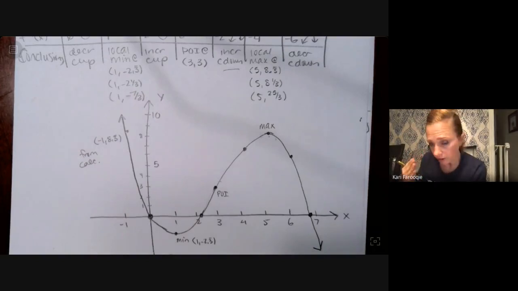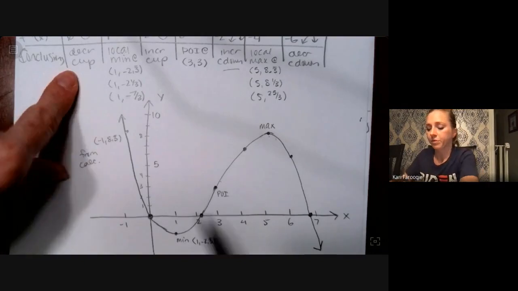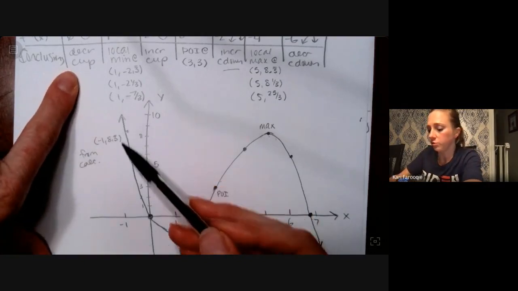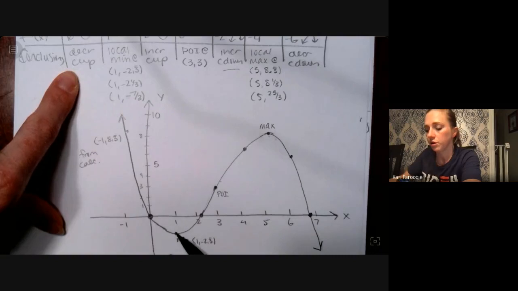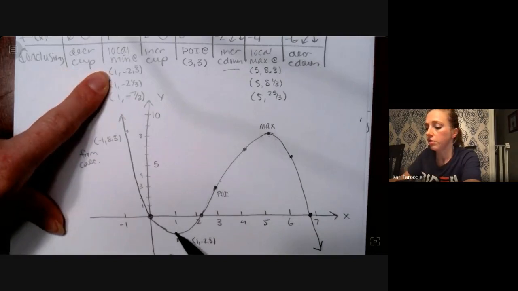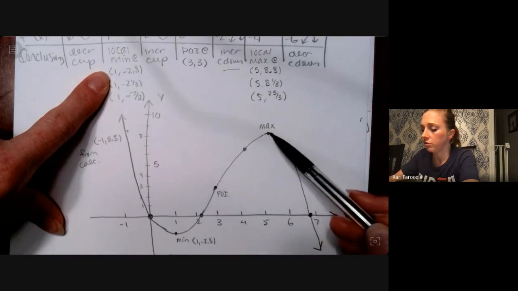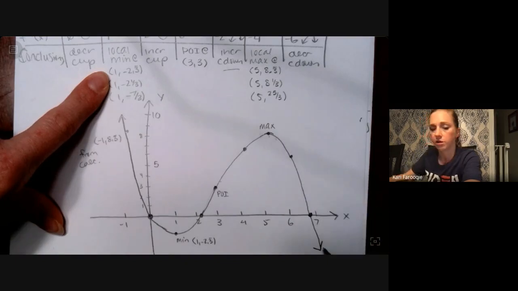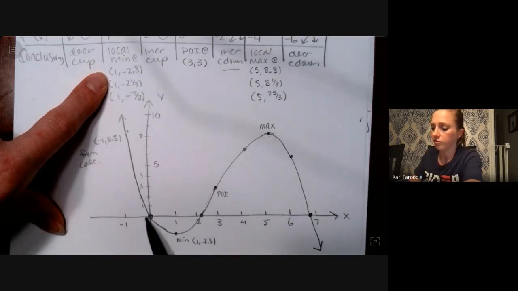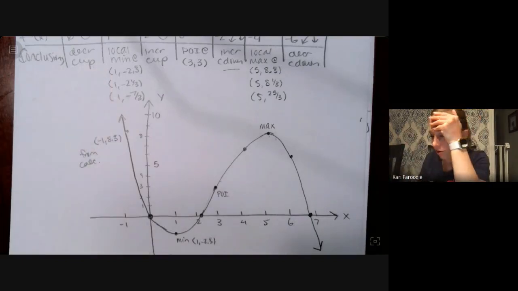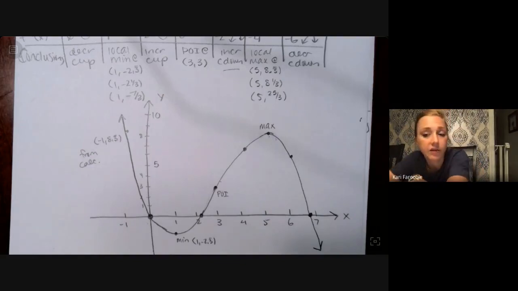All right, now just verify and make sure that your graph's doing what it's supposed to be doing. From negative infinity all the way up to 1, you are decreasing concave up. You hit a local min here at 1, -2.3. Then you are increasing concave up until you get to 3. At that point, you're increasing concave down from 3 to 5. Hit the local max at 5, and then you're decreasing concave down. Your multiplicities were all 1 for your intercepts. So you're seeing that the behavior of the graph is that it crosses through at all those points. And that's how you graph a polynomial function.